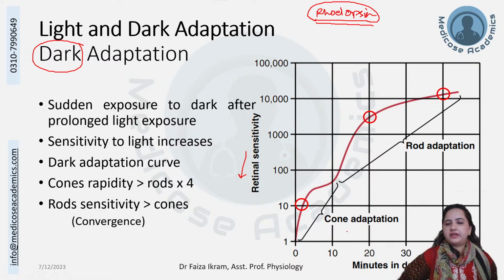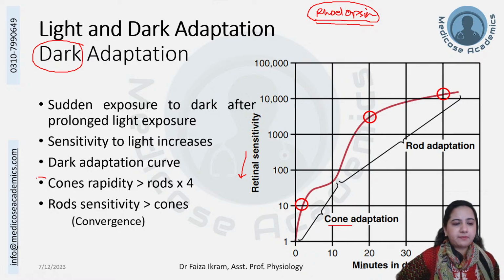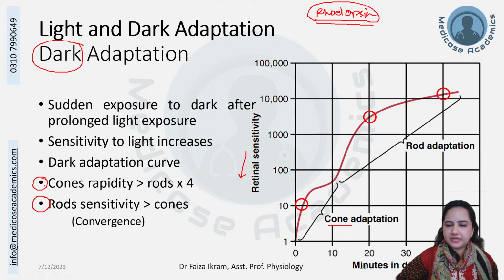If you look at the graph again, cones are first to adapt. They are rapid. The rapidity of adaptation is much more than that of rods. But if you see the potency, the rods adapt much more as compared to the cones. So if you talk about the potency, rods are more potent in adaptation, but cones are more rapid in adaptation.